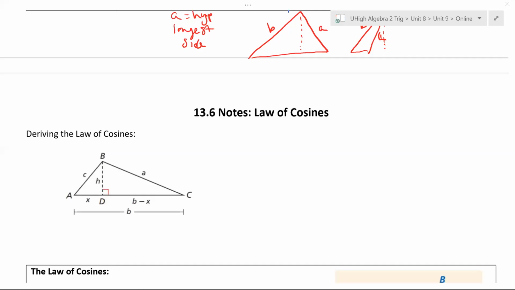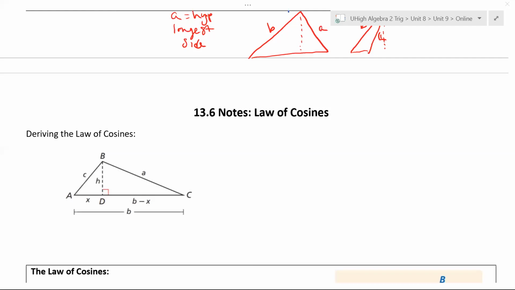All right, guys. So the past few days, we've been looking at the law of sines, how we can use the sine function to solve triangles. Now we're going to look at the other option that we have, the law of cosines, how we can use cosine to be able to solve triangles.